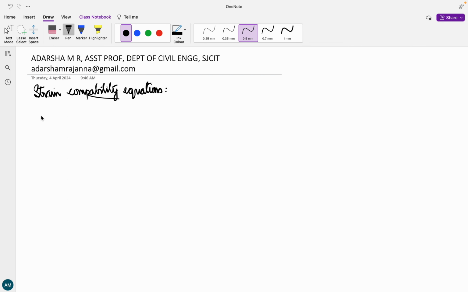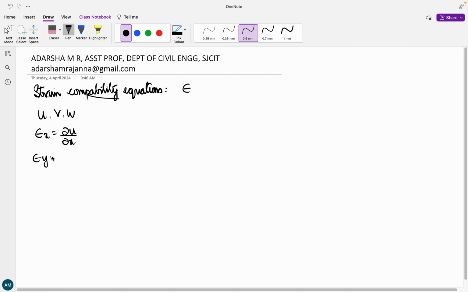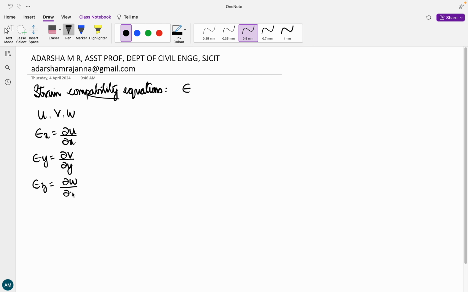From the mathematical point of view, strain has displacements u, v, w in the x, y and z directions, and they are single valued and continuous. Strain is represented by epsilon. So epsilon x, strain along x direction, is dou u by dou x. Epsilon y, strain along y direction, is dou v by dou y. Strain along z direction, that is epsilon z, is dou w by dou z. Let us call these equations 1, 2 and 3.